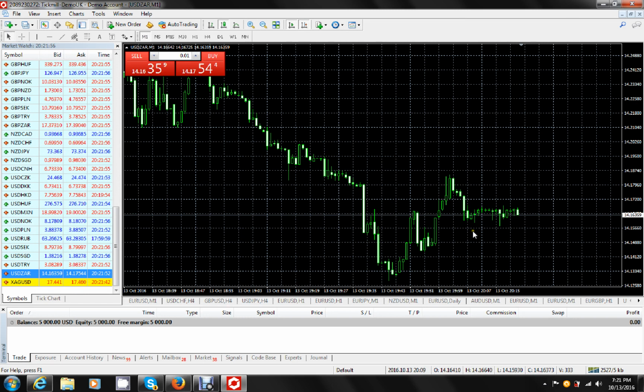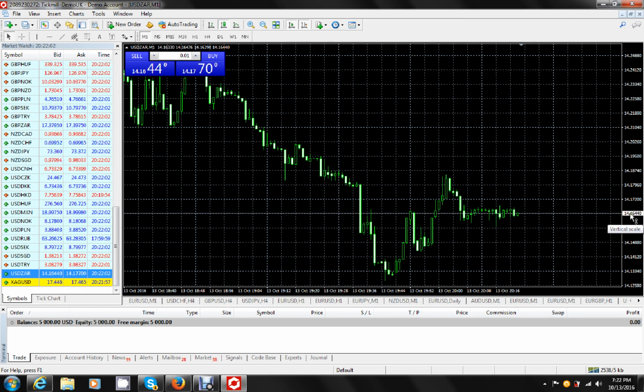Now we can see right now where the price is. It's on 14.16. Right now, $1 is equal to 14.1645. You know, it's always changing. And when I look after maybe 10 minutes, it might be here on 14.2. In the morning it was 14.5, so that means it was up there.